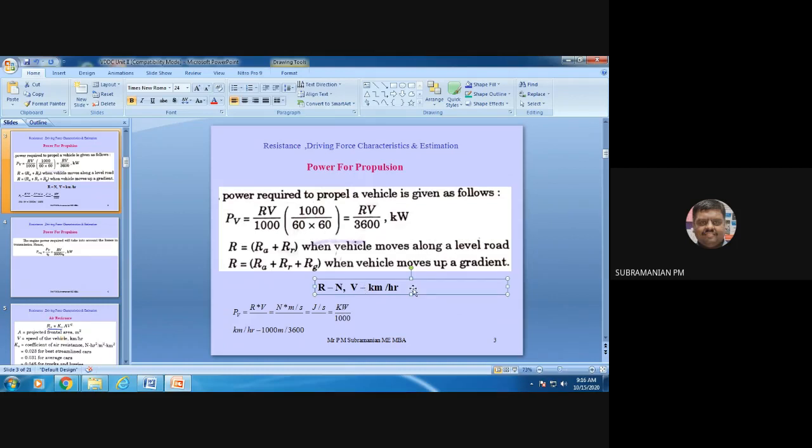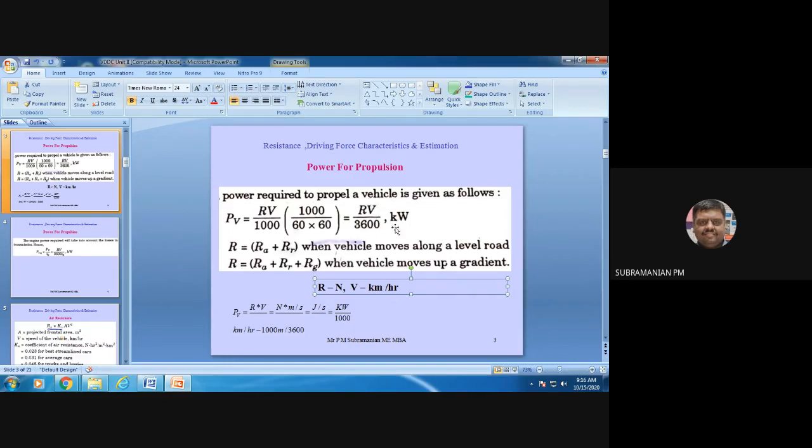Not only for VDDC, whatever subject you are studying, the formula will be derived based on some assumptions. So when defining the formula itself, you should understand what units the values are going to take. What should be the unit for R? What should be the unit for V? Like that, you have to decide.